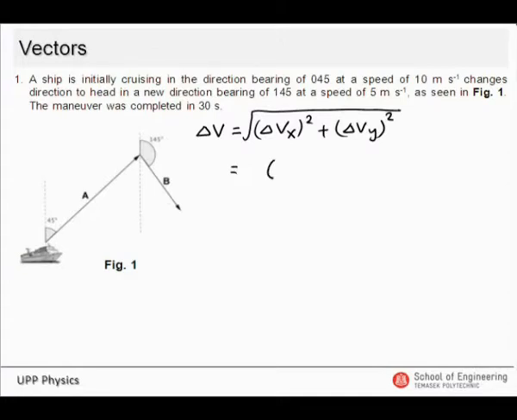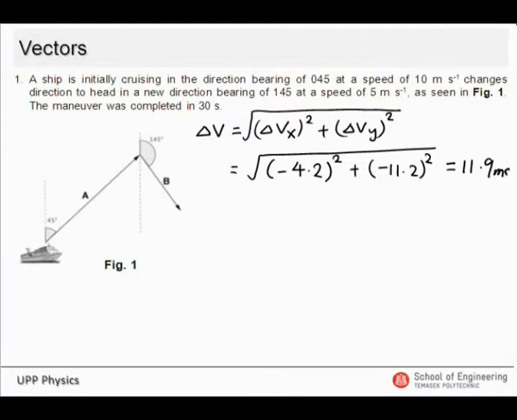So previously, the answer was minus 4.2, squared. Then the change in velocity in the y direction is minus 11.2 squared. And the whole thing you square root. And you found that the answer is 11.9 meter per second. So the change in velocity, its magnitude is 11.9.